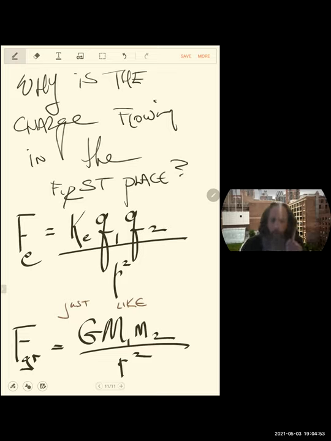the charge is moving in the first place because of something that Kat correctly referred to before as Coulomb's law, which you hopefully recognize or have seen written in some way like this in chemistry.